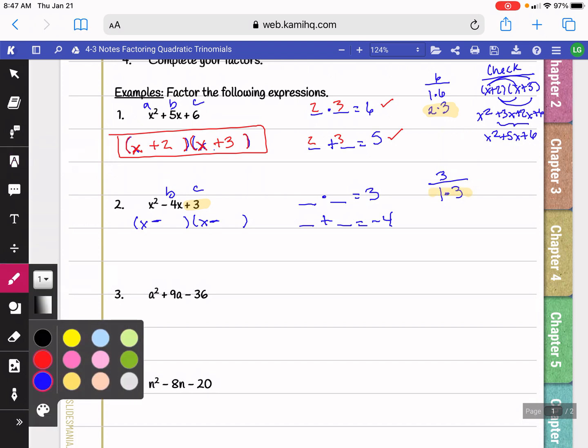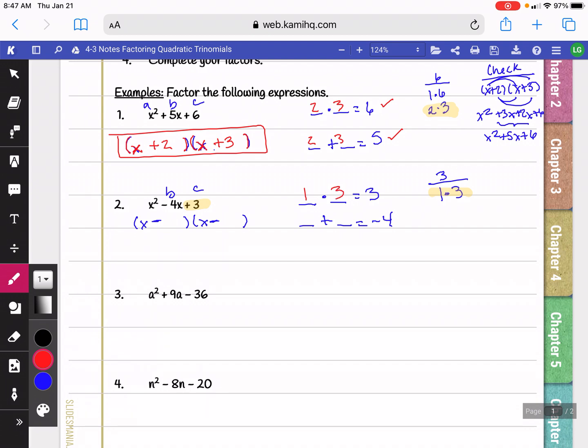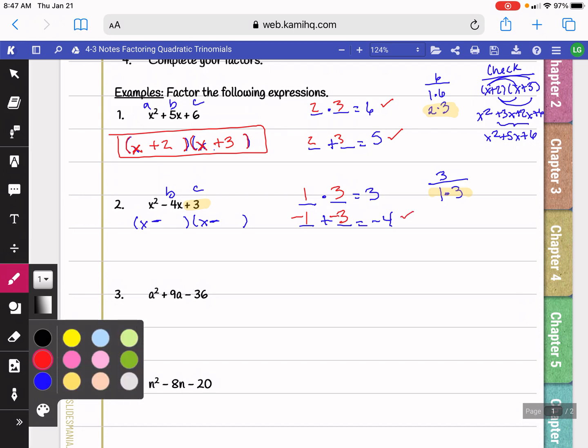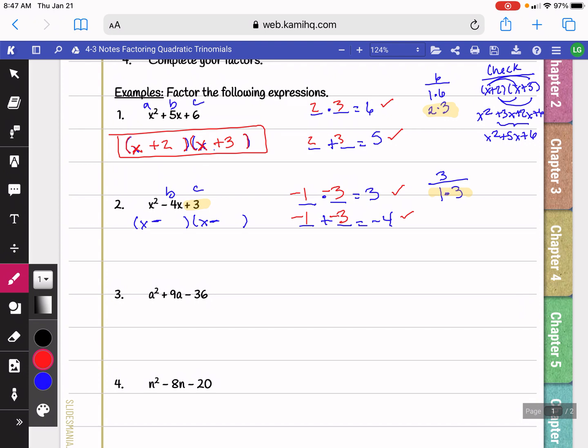And now I can worry about the positive and negative signs. Remember, we said both are going to have to be negative. So if we check, negative 1 plus negative 3 is negative 4, because when you have the same signs, you add and keep. And if you multiply negative 1 times negative 3, it becomes a positive 3. So this works for both. Since I have negative 1 and negative 3, I need to make sure my factors show a minus 1 and a minus 3.